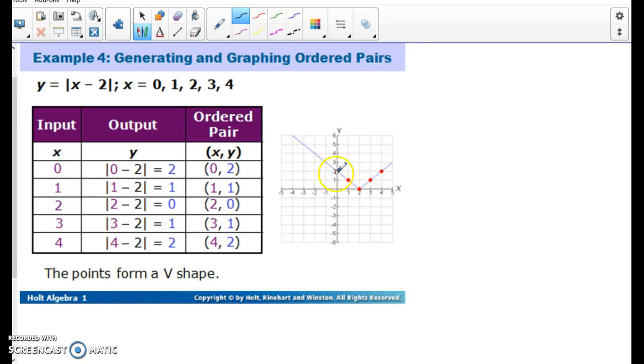And remember, absolute value is always going to be positive. So even if I do put in a 1, 1 minus 2 is negative 1. But the absolute value of negative 1 is 1. So then I would graph the points 1 and 1. And there that is right there. Remember, absolute value always has that V shape.